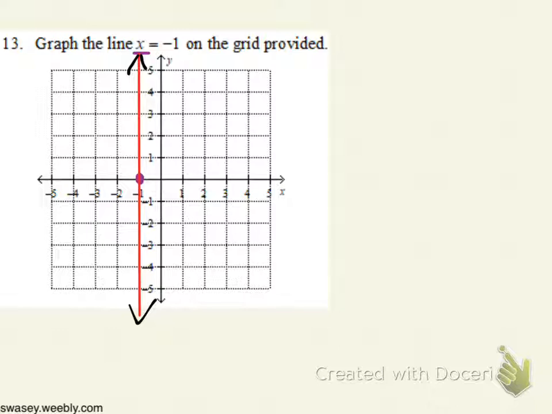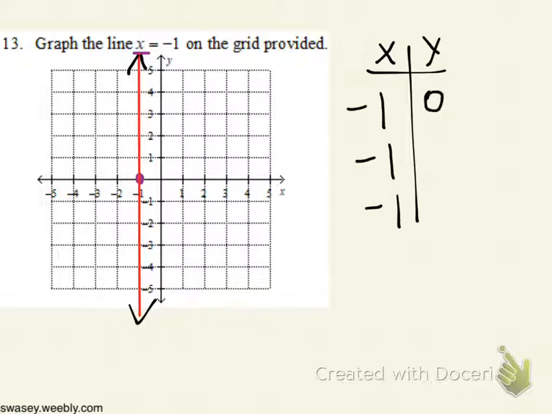If you forget how to do it that way, another way you could think through it is doing an XY chart. The x values are -1 no matter what. And then if you pick different y values, so we'd have (-1, 0), (-1, 1), (-1, 2), and so on.